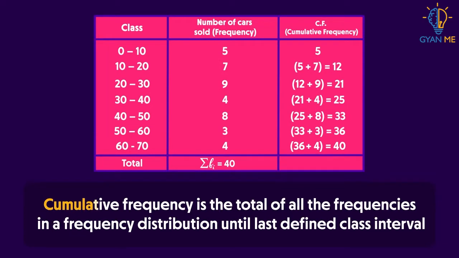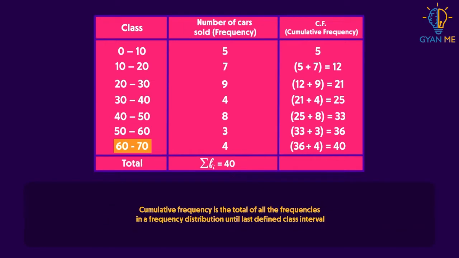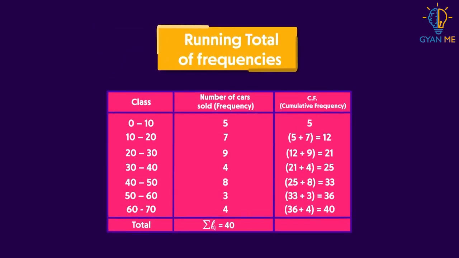So we can define cumulative frequency as the total of all frequencies in a frequency distribution table until the last defined class interval. It is also called the running total of frequencies. As the name suggests, we just go down and calculate the total of each class frequency.